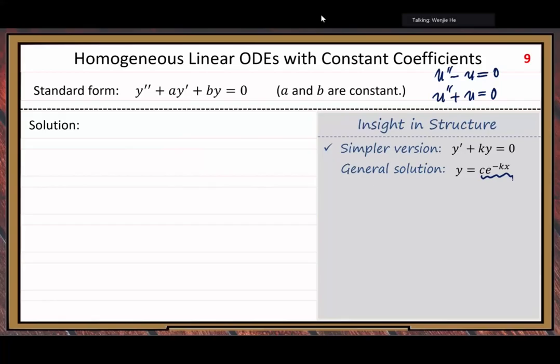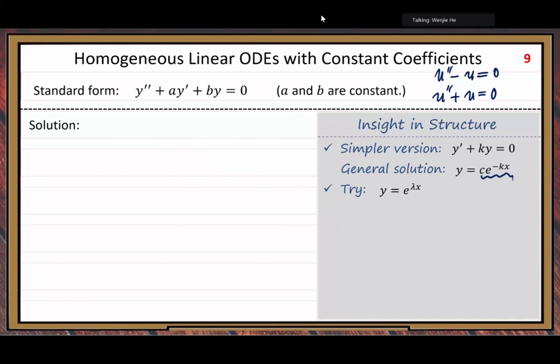Can we use the special structure of the exponential function to help us find the solution? Let's think about whether the solution of this equation could be some exponential function, e to a certain parameter. At this point, we don't know what parameter should be used, so we put a lambda, to be determined.